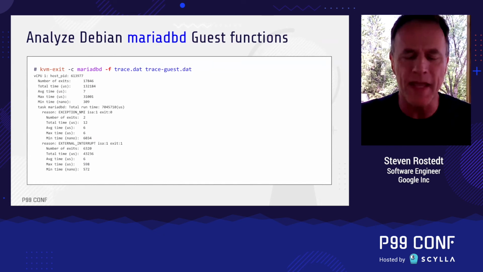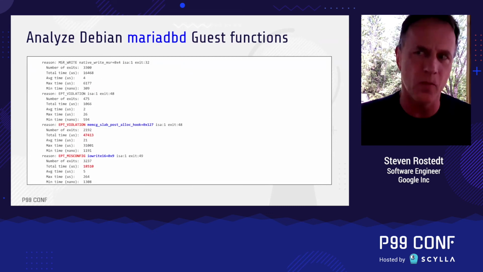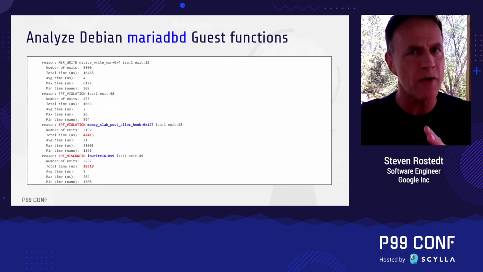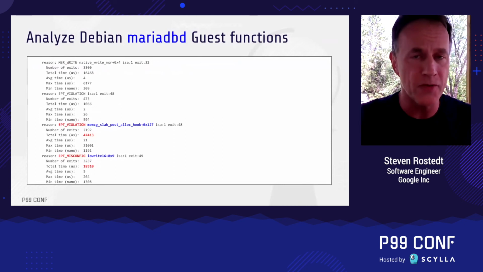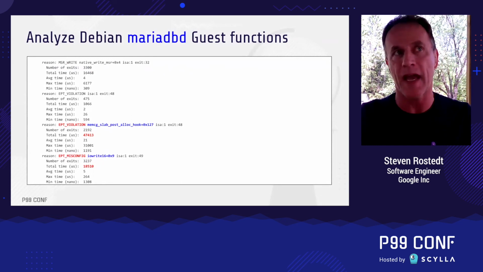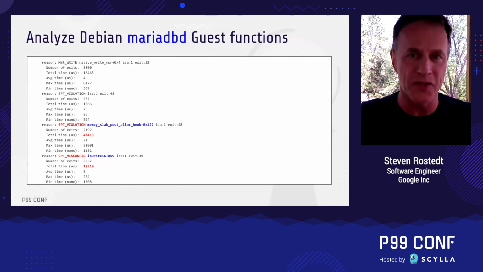And when I run this, not only does it tell me the reason why the EPT violation happened, it actually will look at the guests, because on the exit, it tells you where in the guest it exited. And if that IP address of where it exited from the guest happens to be a kernel function, it will show you what kernel function it was. And if there's lots of kernel functions, it'll break it up per function.